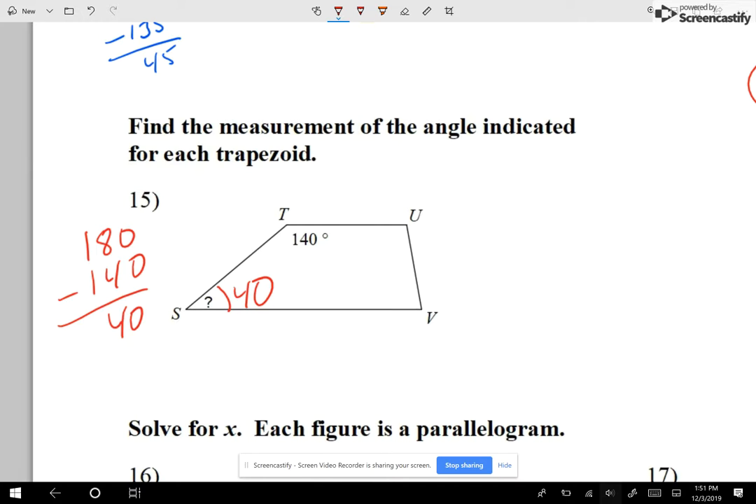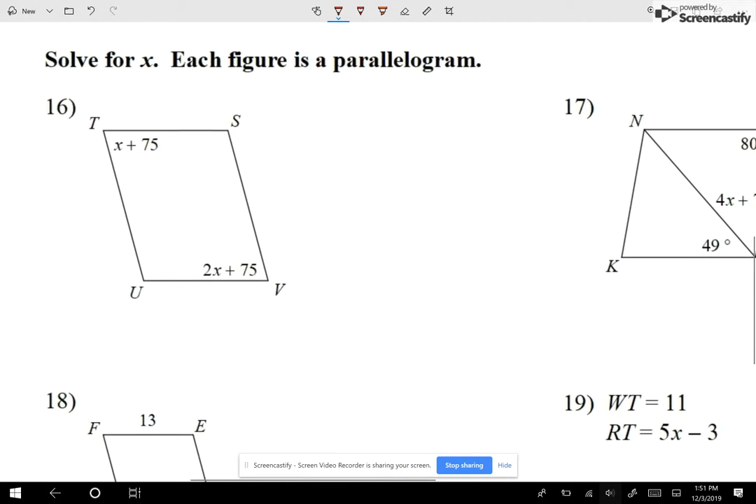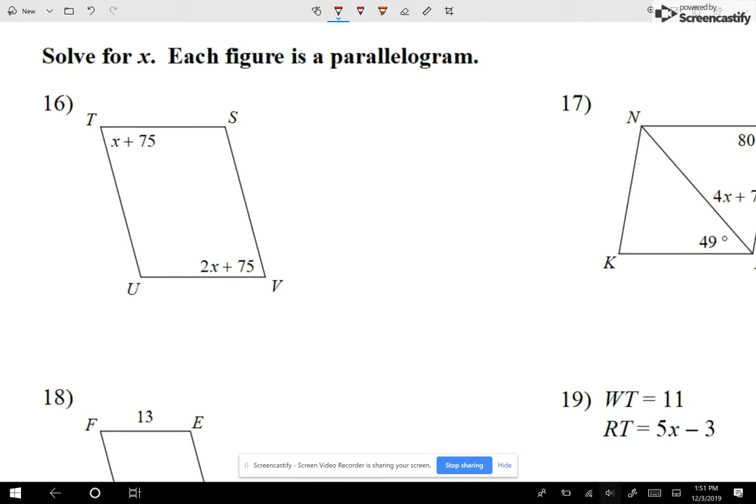Now, let's take a look at number 16. In 16 and 17, I'm dealing with the angles of a parallelogram. The angles are opposite. Angle T and angle V are opposite. So in this case, they equal each other. x plus 75 equals 2x plus 75. I'm looking at angle T and angle V. Those two are opposite from each other, so they're equal to each other.